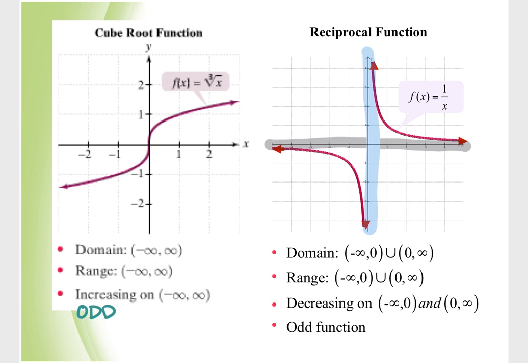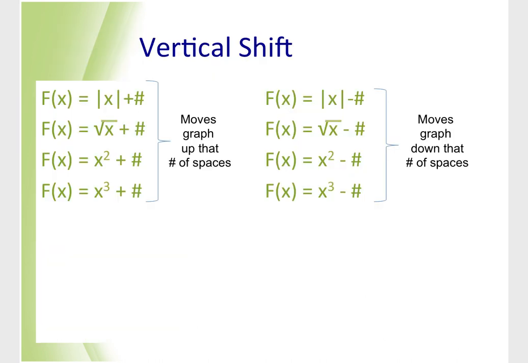Questions so far? So that's your baseline. Now we're going to start to move them all around. The first shift is a vertical shift. If you are adding or subtracting something after the function, it's shifting it up or down. So those are the first four. If it was the fraction, it would be 1 over x plus a number, or 1 over x minus a number if it's a reciprocal function. If you add outside the square root, outside the absolute value, outside the parentheses, it goes up, and if you subtract, it goes down.